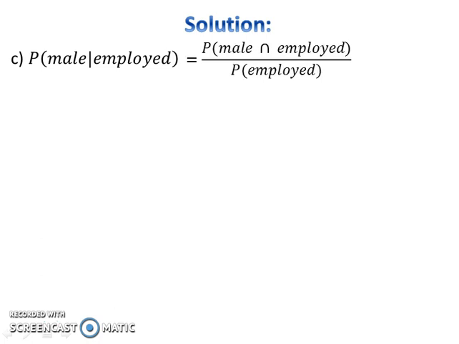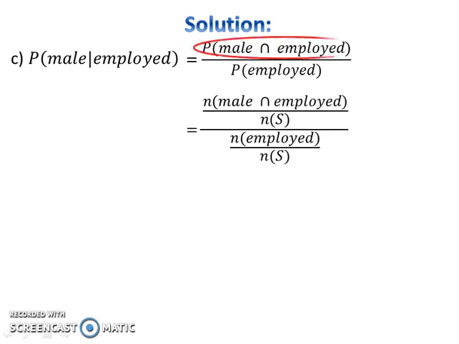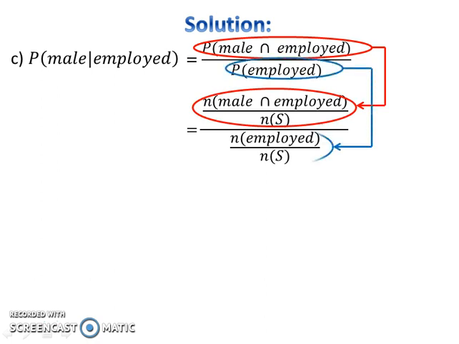Next, we want to find the probability of male given employed. Because this is a conditional probability, we know that the formula for this probability is probability of male intersects employed divided by probability of employed. The probability of male intersects employed will be number of male intersects employed over number of elements in the sample space, while probability of employed would be number of employed over number of elements in the sample space. Thus, we have 460 over 900 divided by 600 over 900, which can be simplified to 23 over 30.